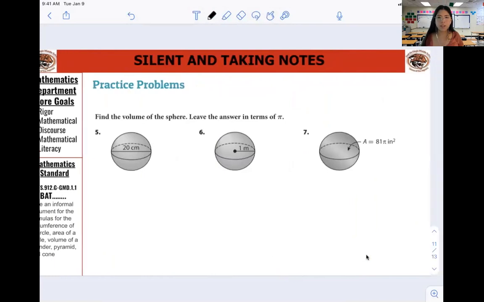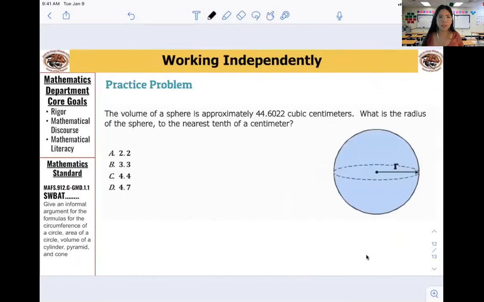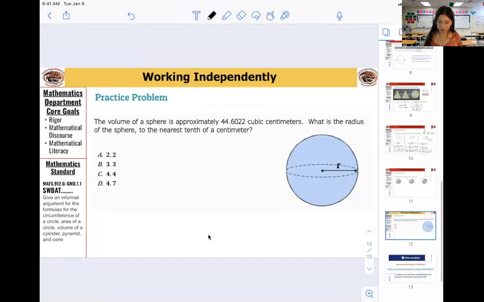Let me see. No, we don't have much time. Okay, we don't have a lot of time. There's only 2 minutes left. So I think we can do this one as our bell ringer tomorrow. That's fine. We pretty much got through everything today.